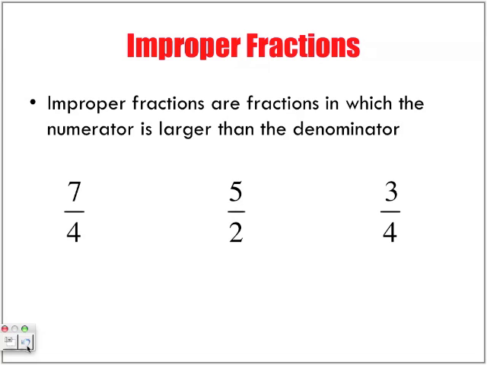Here are the improper fractions as we talked about. Improper fractions are fractions in which the numerator is larger than the denominator. So 7 over 4, 5 over 2, and actually this one I'm going to change. This one isn't an improper fraction, but now it is. Okay, now it is. That's the improper fractions.